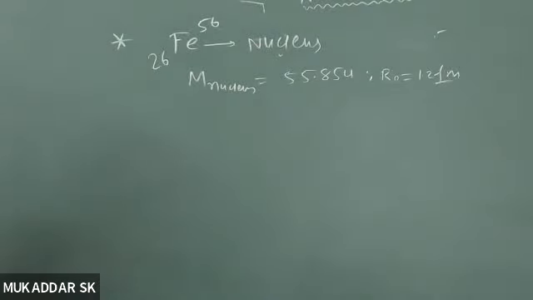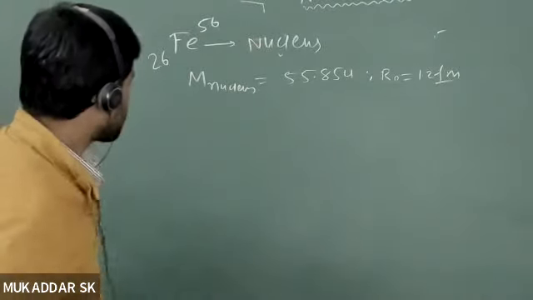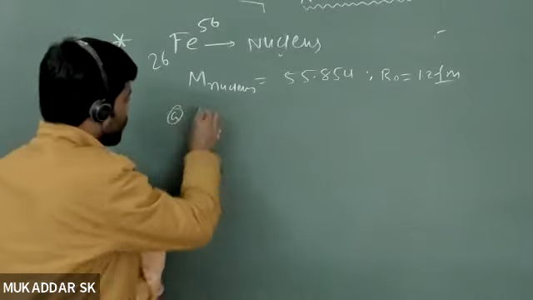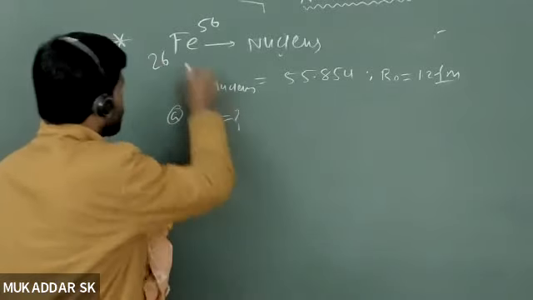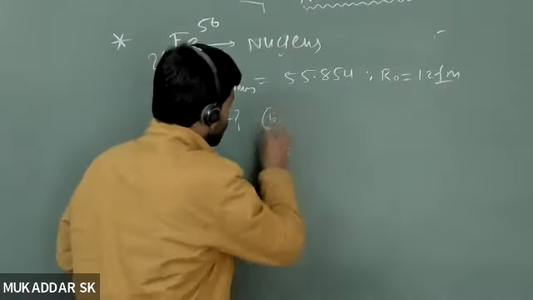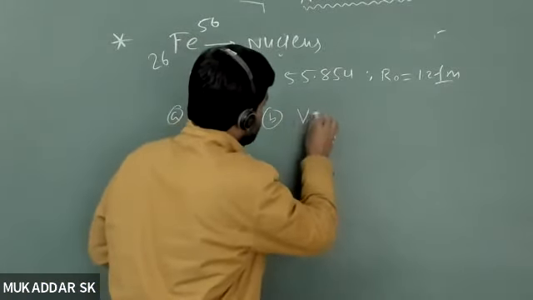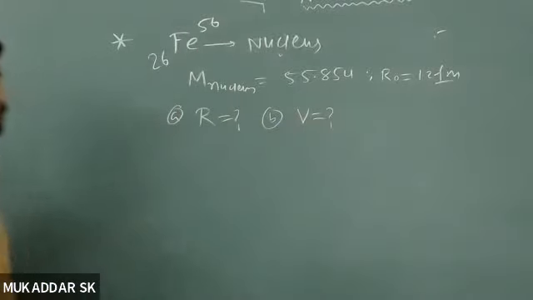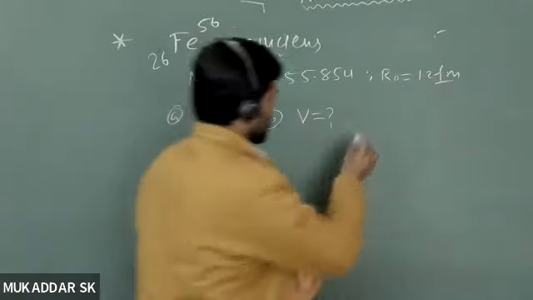ठीक है ना. और आपको क्या क्या कैलकुलेट करनी है इसमें? First of all you have to calculate radius of iron nucleus. Second part में आपको क्या calculate करनी है? Volume of this nucleus is how much? Third में क्या calculate करनी है आपको?